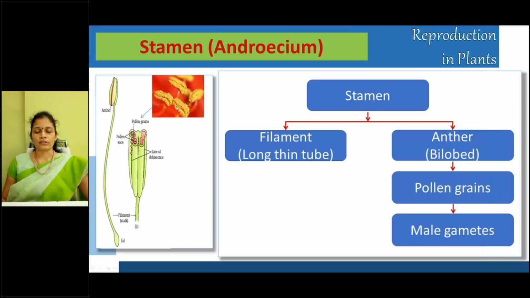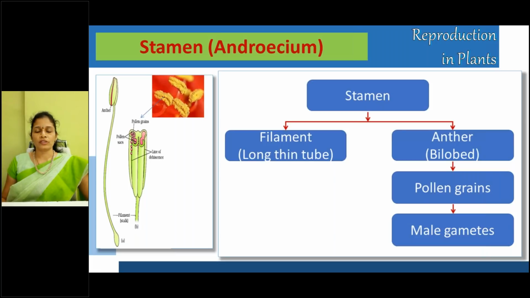Look at this picture, children. These are the pollen grains, which are yellow in color. Pollen grains are a yellow powdery substance, and these pollen grains contain male gametes. Now let us see the next slide.